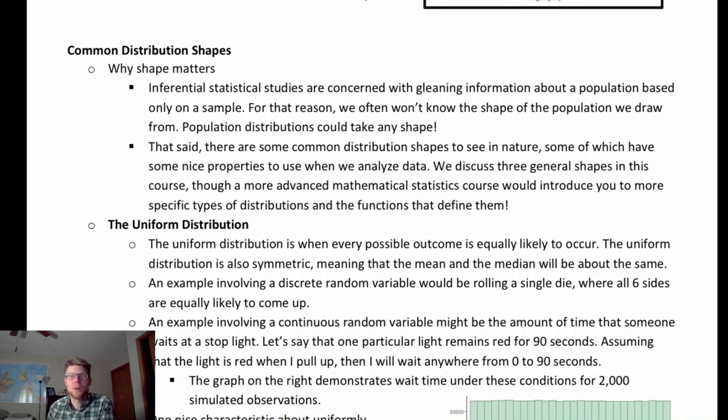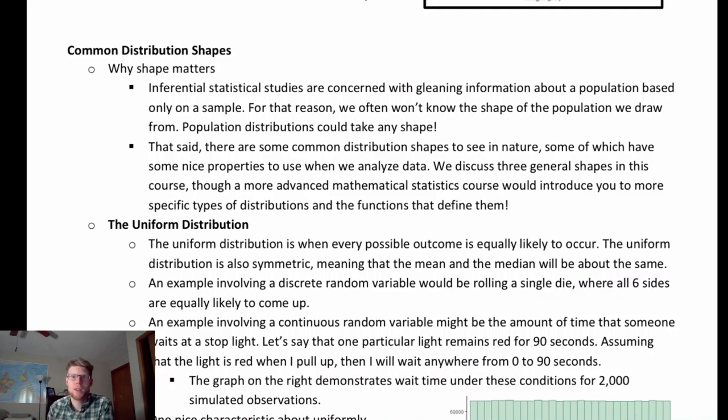So let's talk a little bit more about common distribution shapes. We have talked before a little bit about how common distributions might be symmetric. Some of them are asymmetric. Some of them have multiple peaks. Some of them only have one peak. Sometimes distributions are more skewed, right?